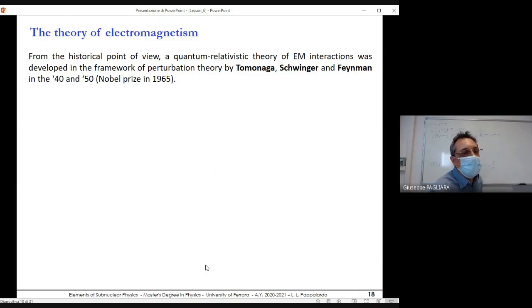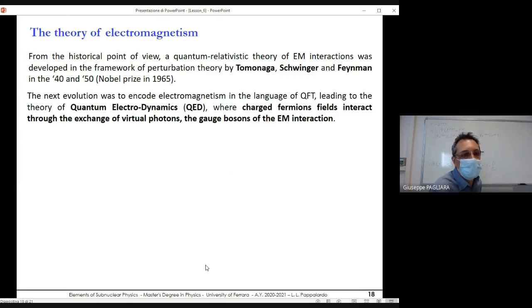Now, from the historical point of view, a quantum relativistic theory of electromagnetic interaction was developed in the framework of perturbation theory by Tomonaga, Schwinger, and Feynman in the 40s and 50s of the last century, and all three got the Nobel Prize for this in 1965. Of course, this is today a historical perspective.